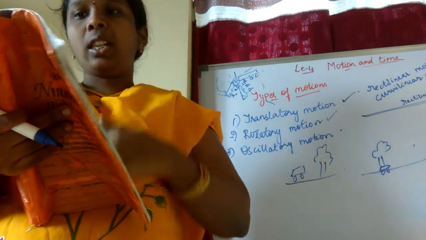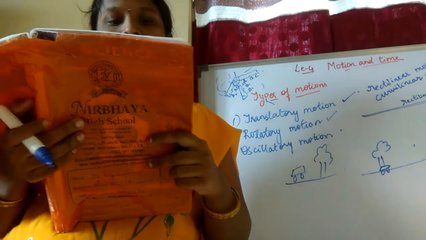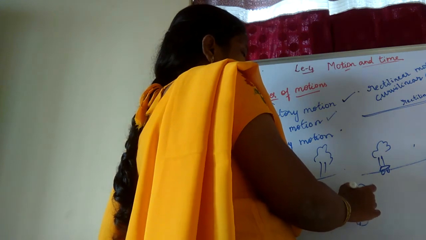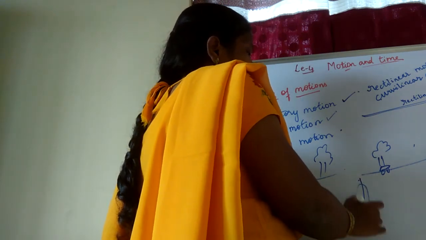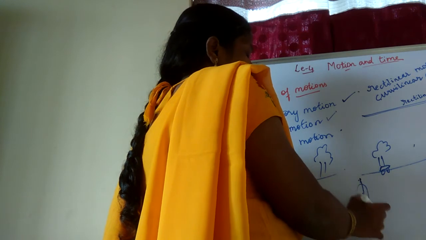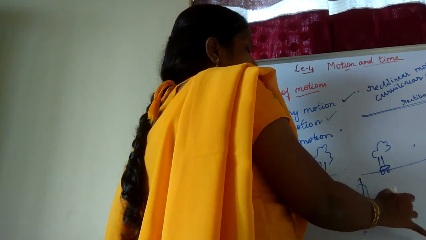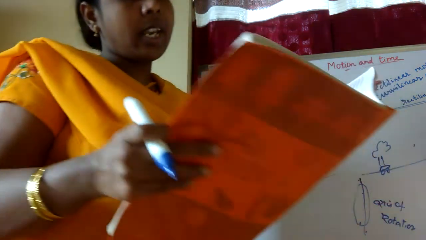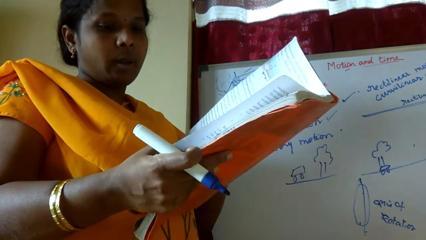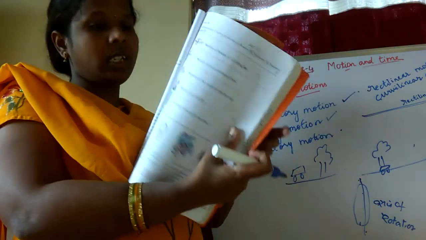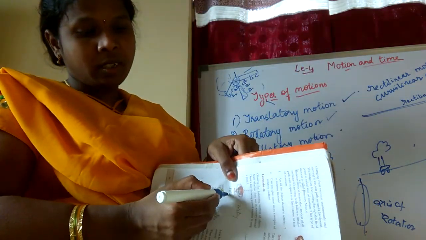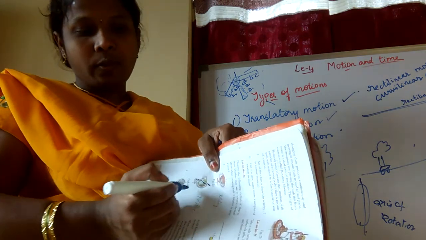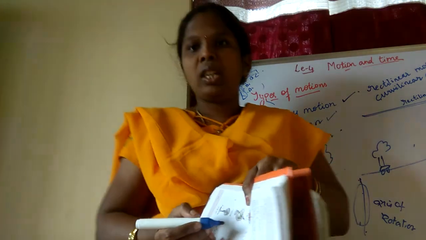For this, you have to draw the axis of rotation. If you want to draw the axis of rotation, for example, if it is a top, then this is the axis of rotation. In that way you have to draw the axis of rotation. For the globe, if you draw it in the middle, it will be the axis of rotation, and it is moving in a circular path.